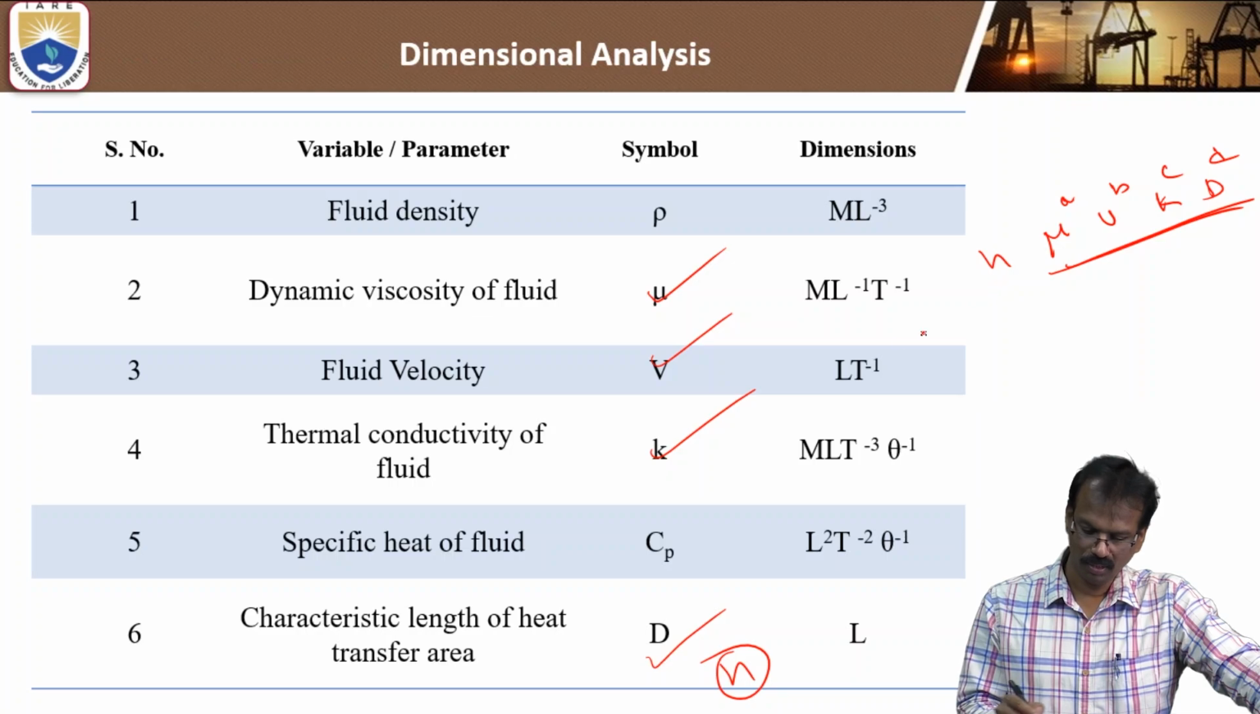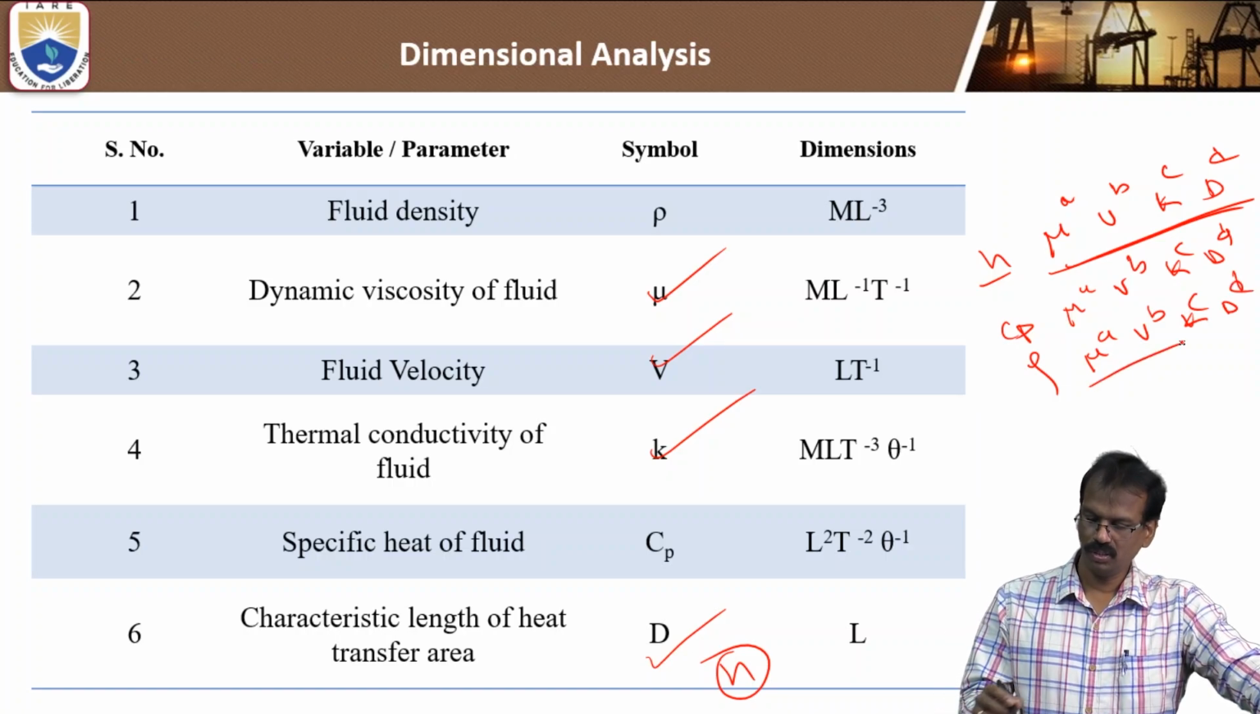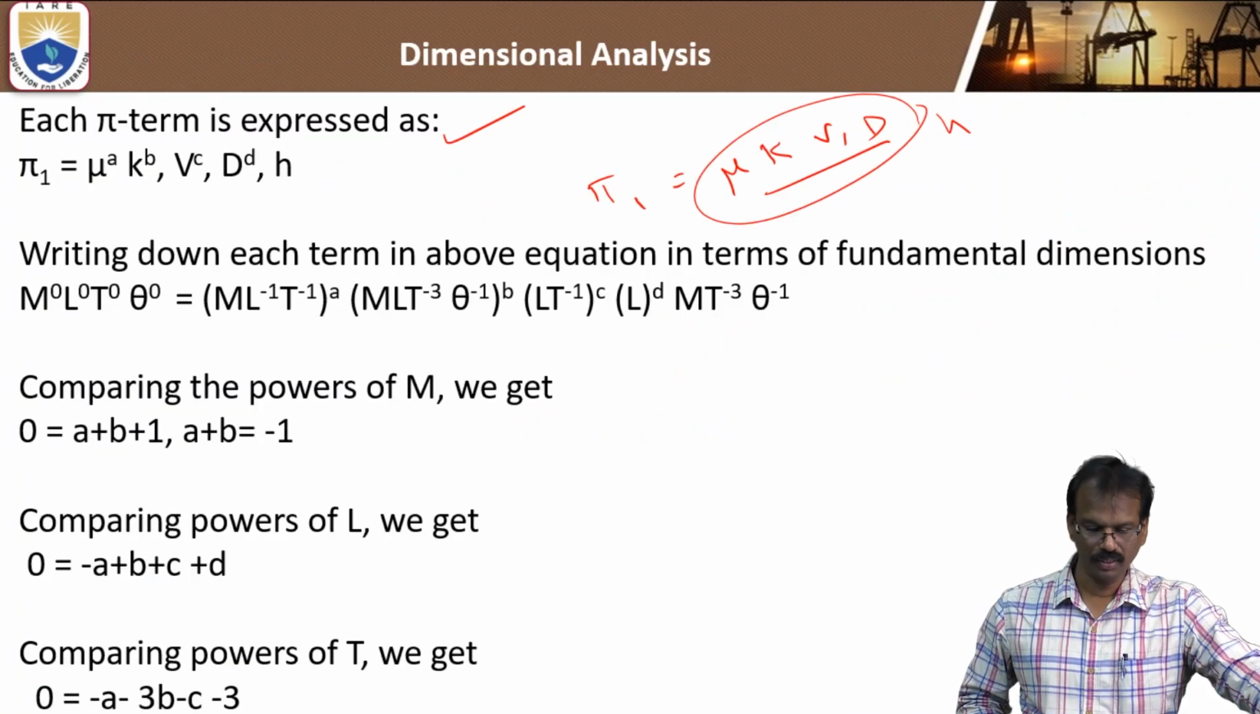Along with them, you have to take the remaining variable in each term. So here h, next you have to take cp, next rho, the density. So cp, mu a, and v b, and k c, and d to the power of d. Similarly, rho into mu a, and v b, and k c, and d to the power of d. So by using these pi terms, we can find the values.